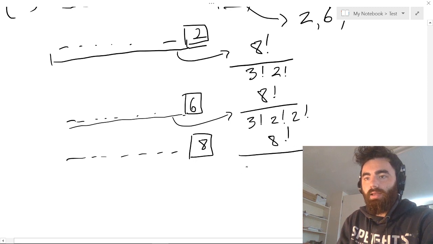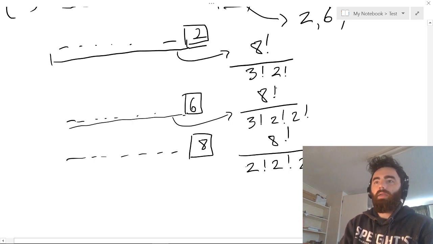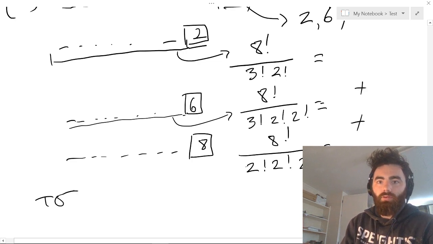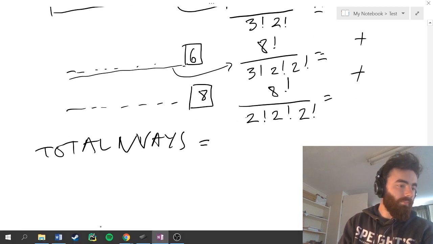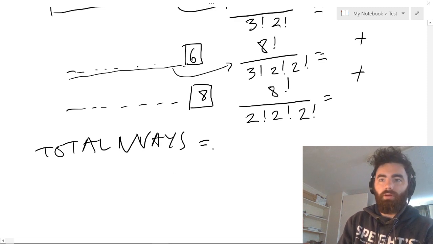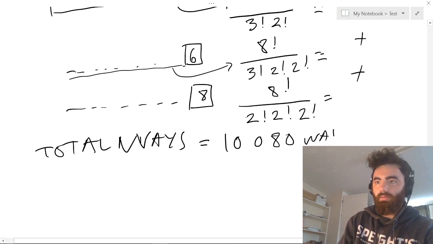Well, you've taken one of the 8's out, so it's going to be 2 factorial times 2 factorial times 2 factorial. And then you just work these all out, put them in your calculator, add them together, and that gives you the total number of ways, which I calculated equals 10,080 ways.